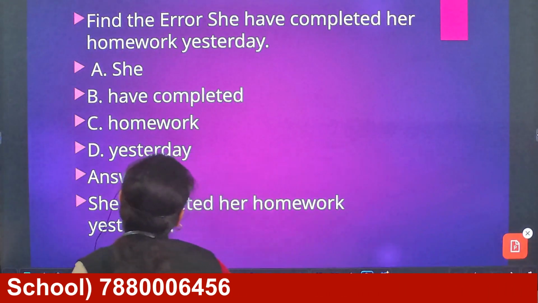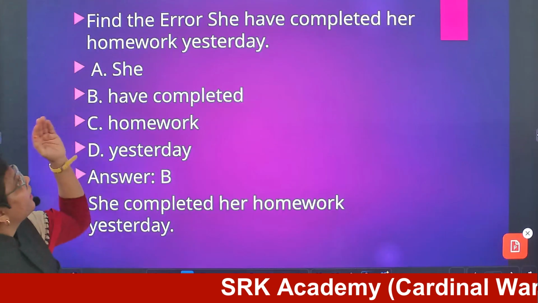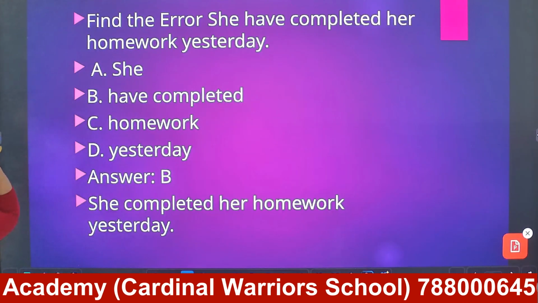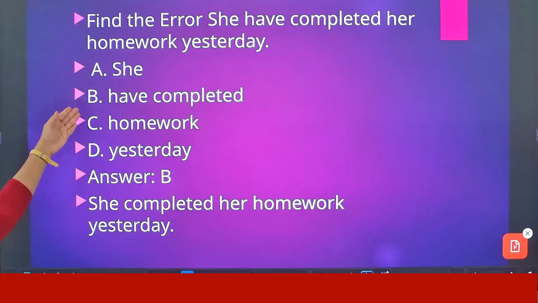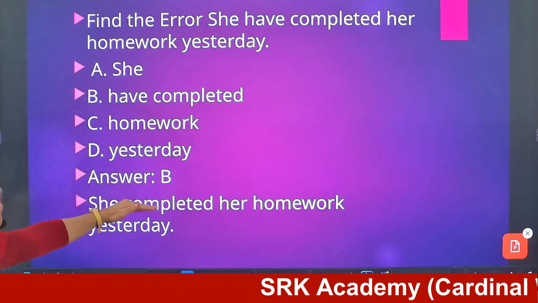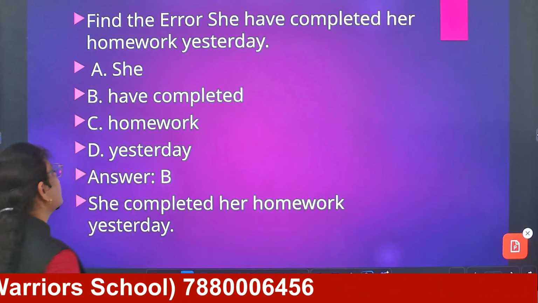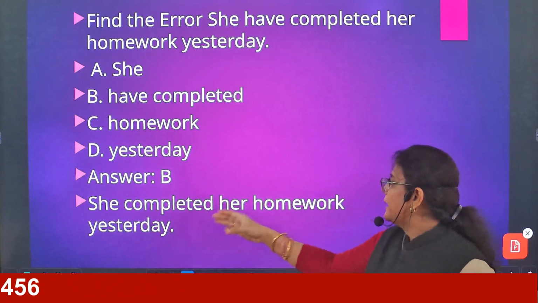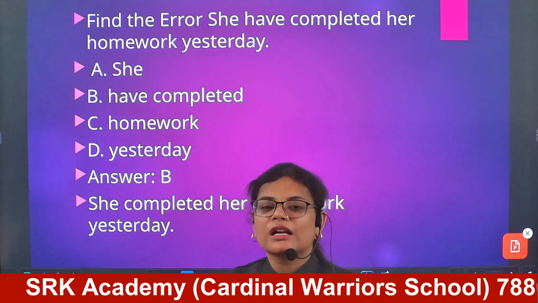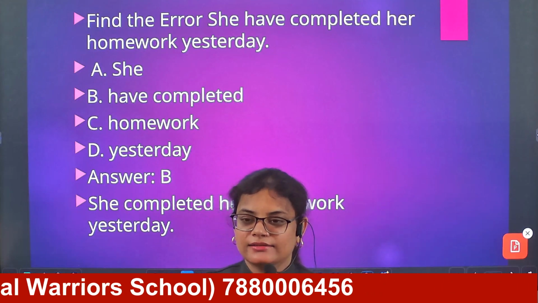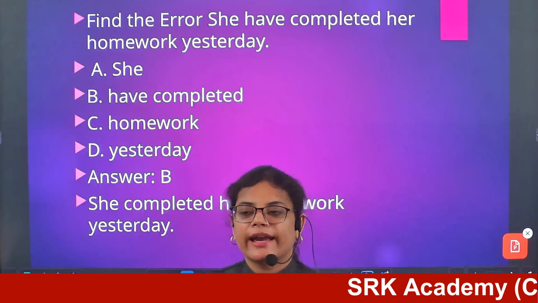Okay. By the time someone is coming, let's continue with the next line. Find the error. She have completed her homework yesterday. What's the error? B, have completed. So instead of that, what will come? She completed her homework yesterday. Is it clear, everyone? Done? Very good. So in your next class, we are going to continue with the same, spotting the errors.